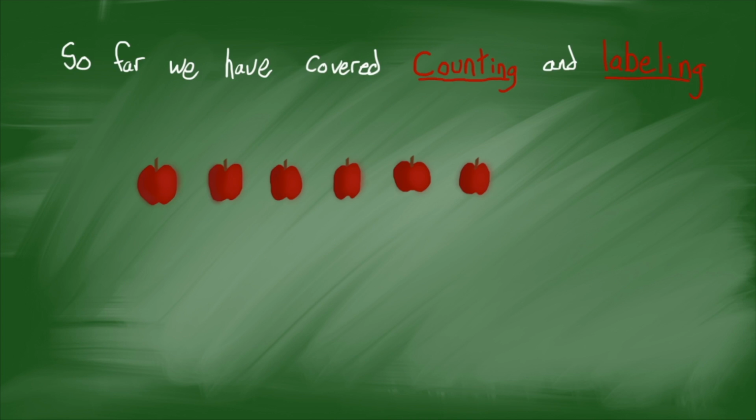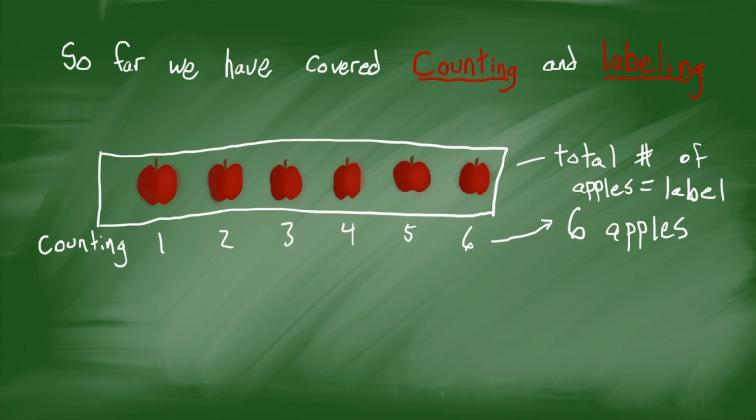So far, we have covered counting and labeling. We took a bunch of apples and lined them up. Then, used counting to label the total amount of apples. The only reason we can do this is because we see similarities among the differences.